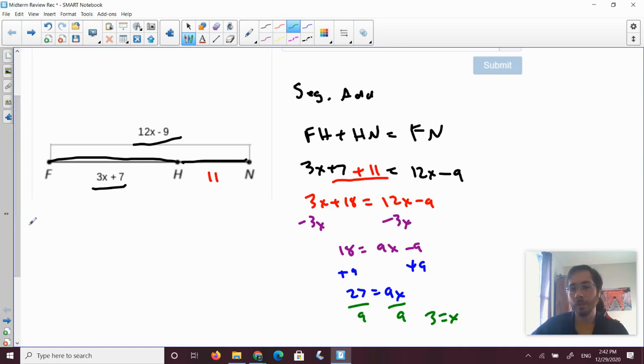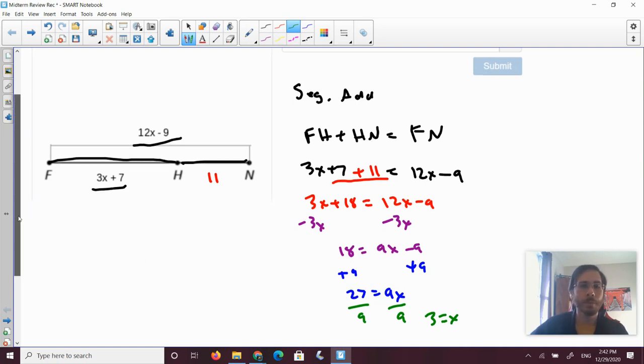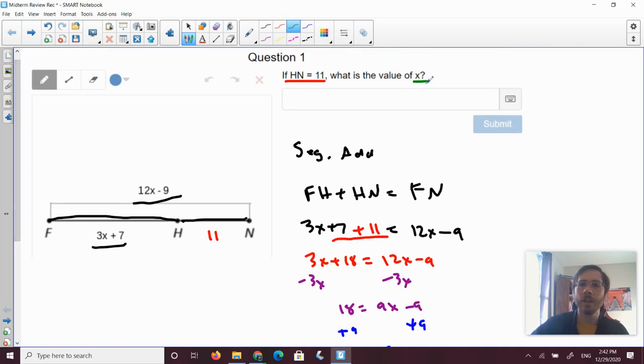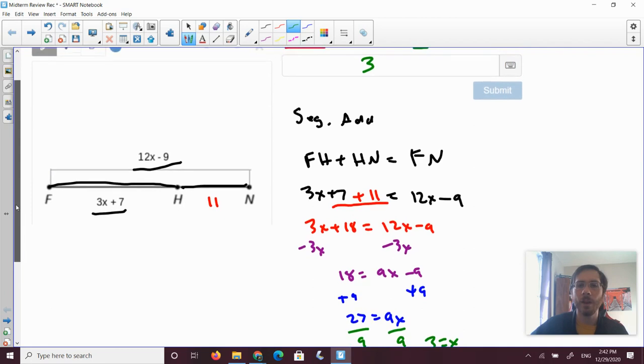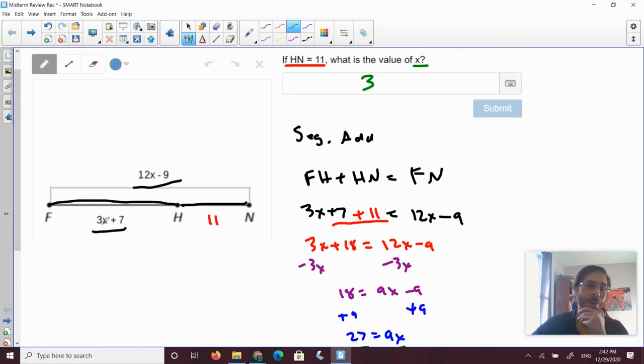So I'm going to go back and double check to make sure that's what I wanted to do. It says, what's the value of x? We found x was 3. So remember, sometimes the question won't ask for x. Sometimes the question will ask for FH or FN. But in this case, they just wanted to know what x was, so we say it's 3.